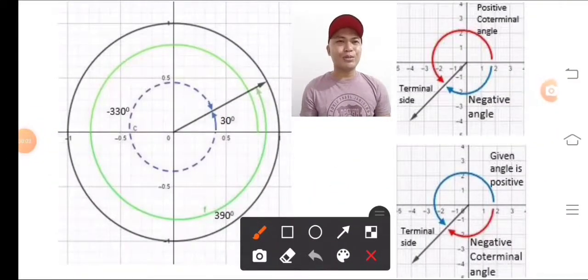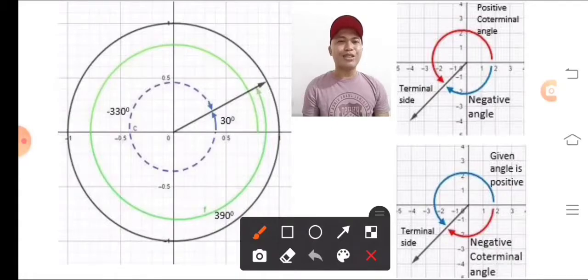The objective is to find coterminal angles. How to find coterminal angles? Now, in finding the coterminal angles, first you have to look for the terminal side, because you know for a fact that coterminal angles have the same terminal side. So you have to look first for the terminal side.